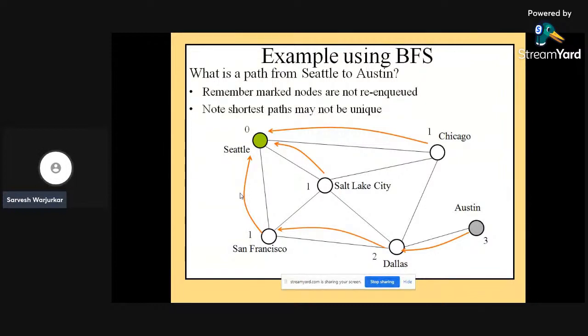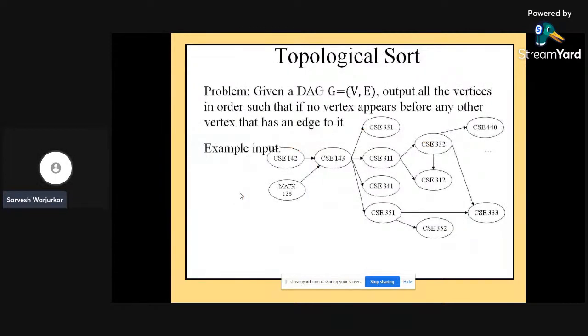So if I start from, say, Austin, I can go to Dallas. From Dallas, I can go to San Francisco. From San Francisco, I can go to Seattle. Another path: Dallas to Salt Lake, and Salt Lake to Seattle. From Chicago again, I can directly go to Seattle. One and the same thing. Whichever gives me the shortest path in the given weighted directed graph, I can choose that particular path to find the shortest path in the given problem.